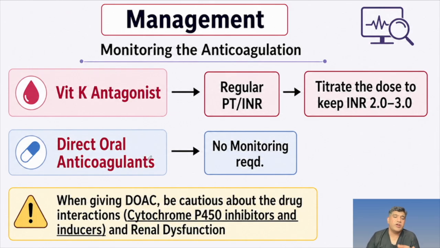So how do we monitor? We cannot indiscriminately give anticoagulants to these patients just to mitigate the risk of thromboembolism, because ultimately we can give a risk of bleeding to these patients. So how do we monitor? Vitamin K antagonists are monitored by regularly doing the prothrombin time and the INR, and we have to titrate the dose of our medicines to keep the INR between 2.0 and 3.0.